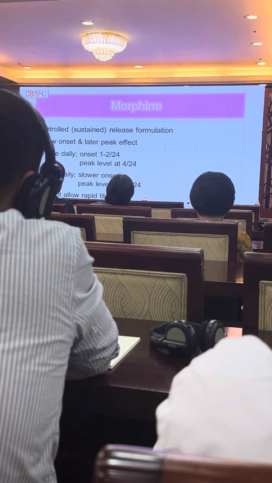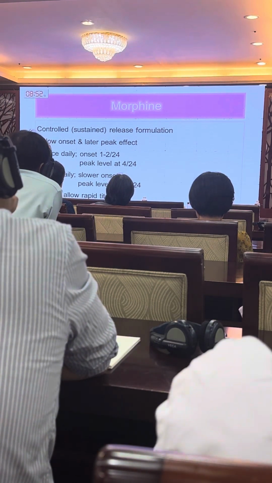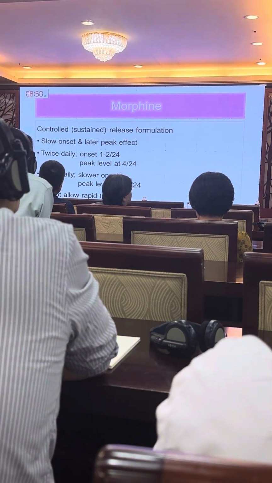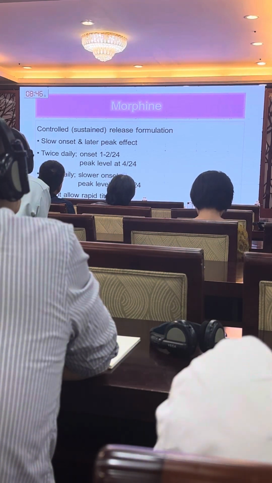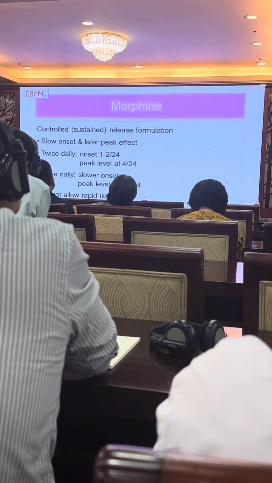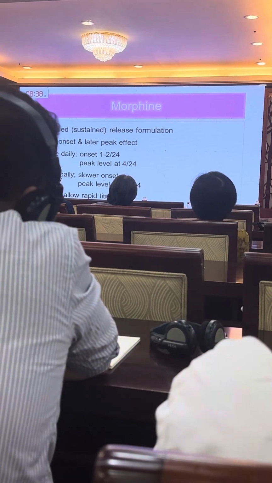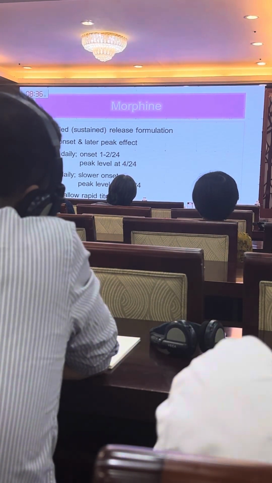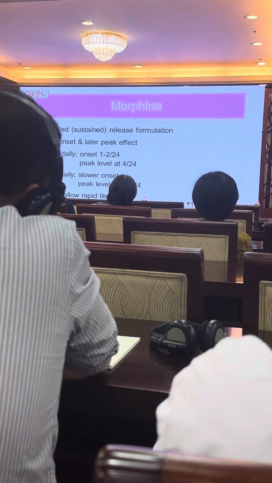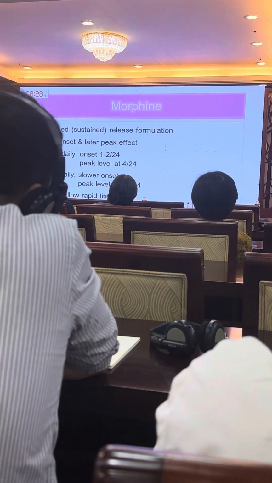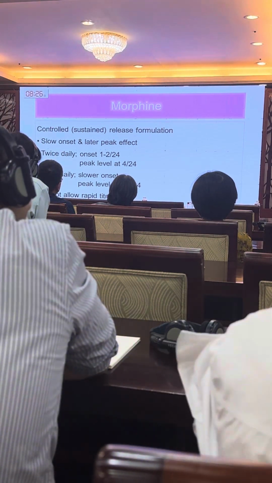And on the other hand, we have controlled or sustained release morphine as well. The first one is morphine sustained release tablet, or MST, which lasts for 12 hours. You can repeat it every 8 to 12 hours. And another one is capsule form, which lasts for 24 hours. So you can give it to the patient once daily or every 12 hours.